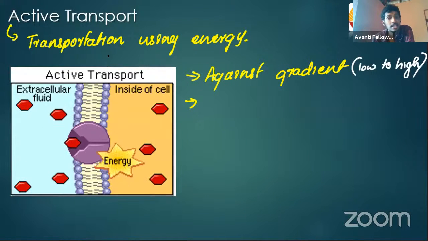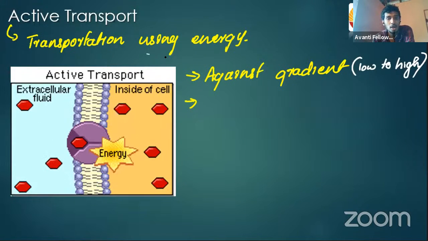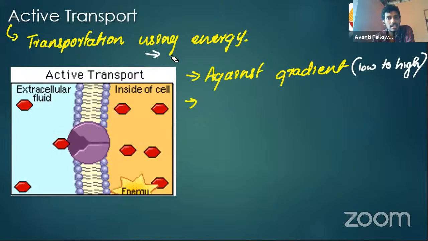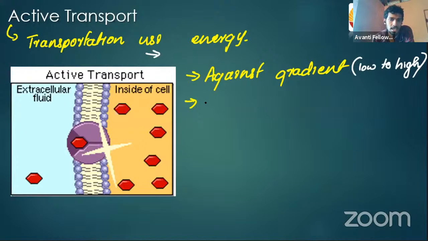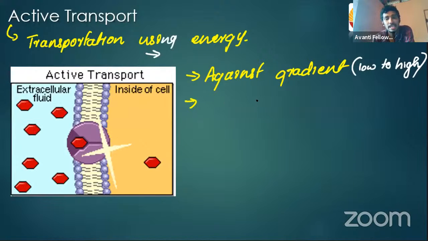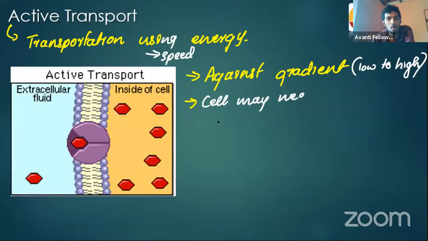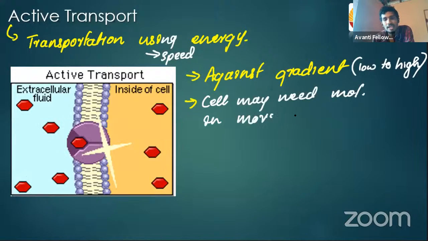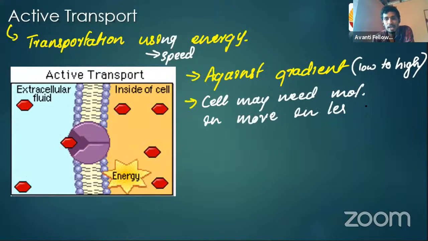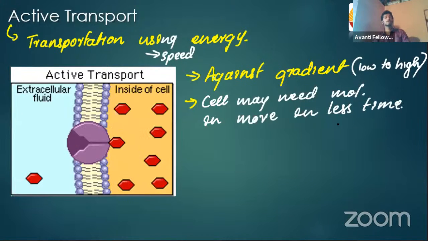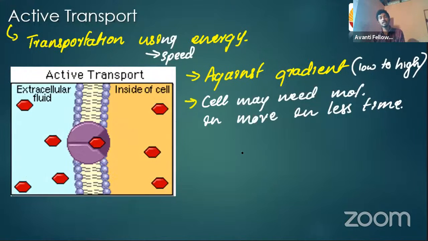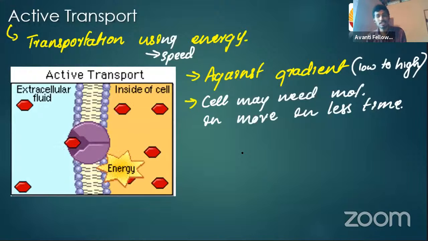Or there may be another condition: the active transportation is very quick. It's one of the speed or quickest kind of thing. The cell may need molecules in more quantity in less time. It may need the particular compounds in less time. In that case active transportation will happen. So active transportation is one of the important things in our body because it maintains different concentration gradients.